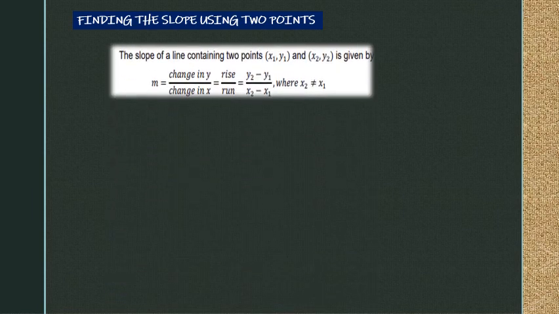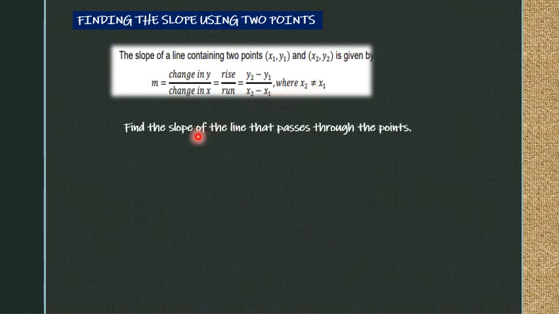Finding the slope using 2 points. So we have the formula here. The slope of the line containing 2 points, x sub 1, y sub 1, and x sub 2, y sub 2, is given by m equals change in y over change in x. Change in y is also rise. Change in x is also run. So this is the formula: y sub 2 minus y sub 1 over x sub 2 minus x sub 1, where x sub 2 is not equal to x sub 1.